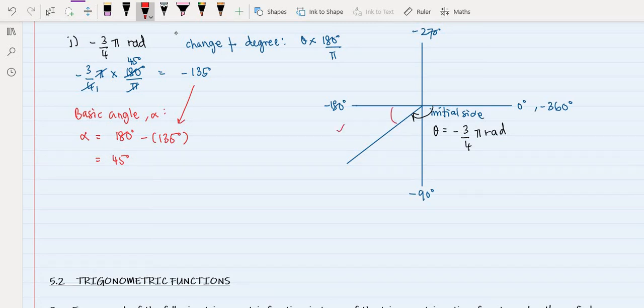So here alpha is equal to, we need to change 45 degrees into radians. So 45 degrees times pi over 180 degrees, and that will give me 45 times 1 and 45 times 4. So I have pi over 4 radians for my alpha. So pi over 4 rad is located there. Okay.